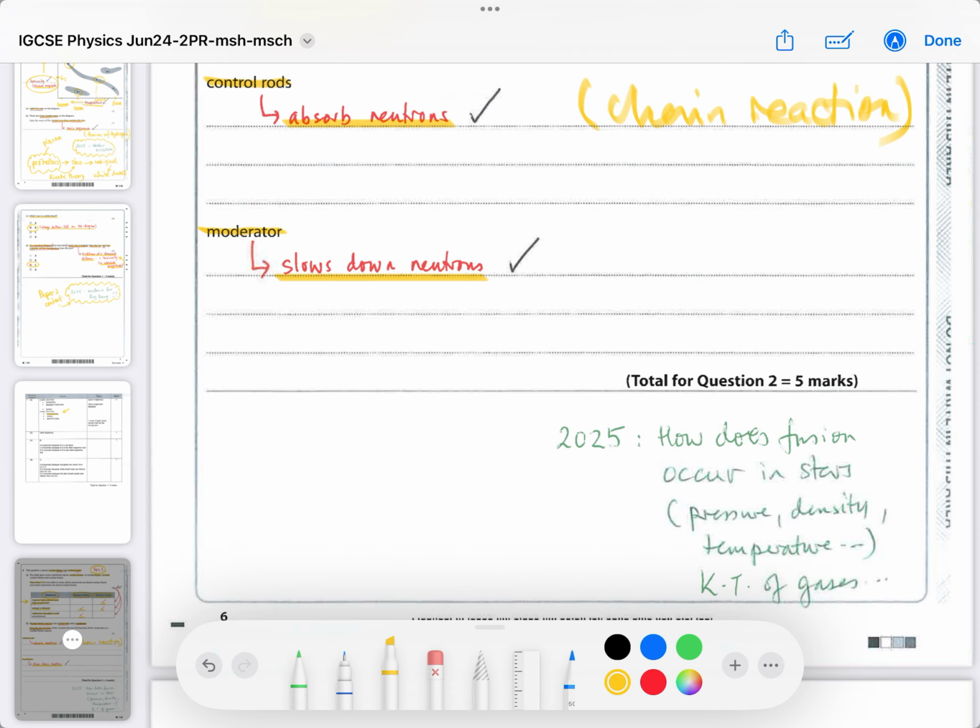So what could they ask in 2025? Yeah, they could ask about nuclear fusion. How does fusion occur in stars? So I'm saying that this, again, can be linked to pressure, density, and temperature, and they could link this to the kinetic theory of gases. So this is one of my predictions, is that in 2025, in the regional paper, because they haven't discussed kinetic theory, that they could link it to star formation, okay?